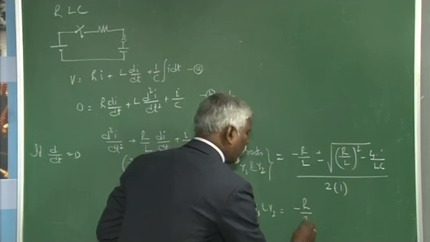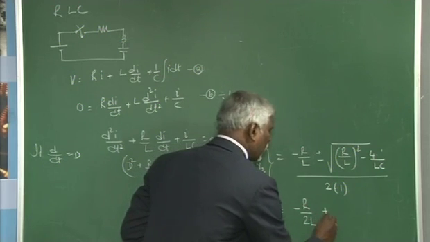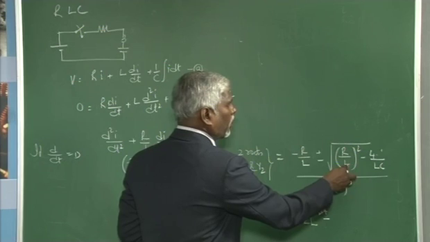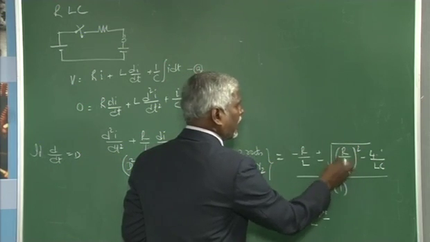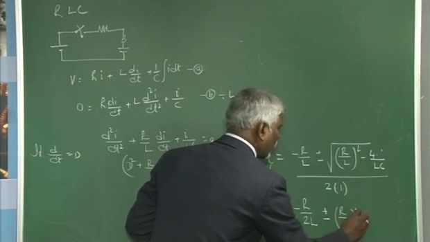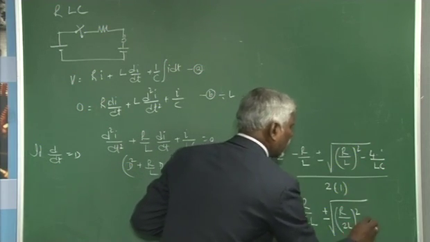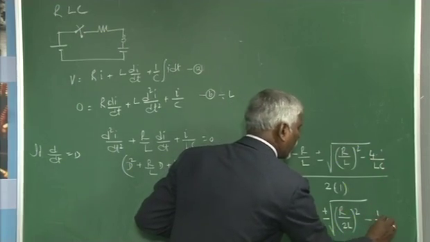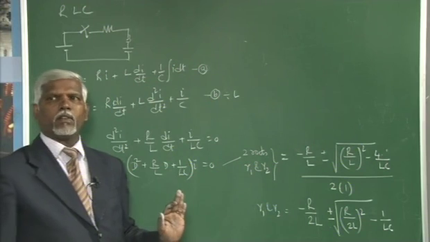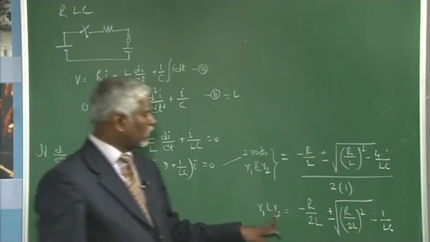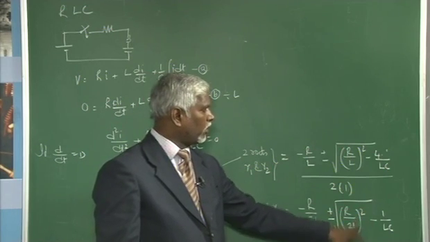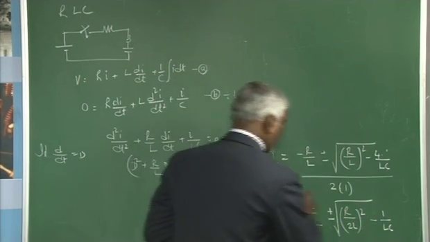The roots R1 and R2 will be minus R by 2L plus or minus a root; if the 2 has to go inside, it becomes 4. So 4 inside this bracket becomes 2, giving R by 2L whole squared, and the minus 4 cancels, leaving 1 by LC. These are the actual roots of a second order equation: minus R by 2L plus or minus root of R by 2L whole squared minus 1 by LC. This is important.